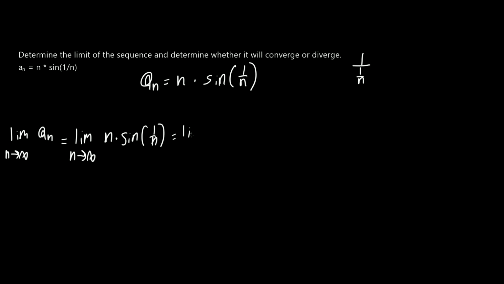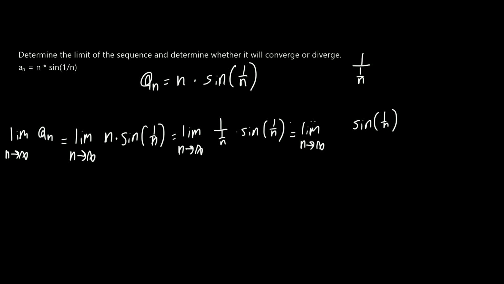So now we have the limit as n approaches infinity of 1 over n multiplied by sine of 1 over n. So let me rewrite this one more time. Not really rewriting, but kind of rearranging things. So we're going to have the limit as n approaches infinity. Let's put sine on the top. So we're going to have sine of 1 over n, and then times the 1, but we don't have to really do that. And then this is going to be divided by 1 over n.